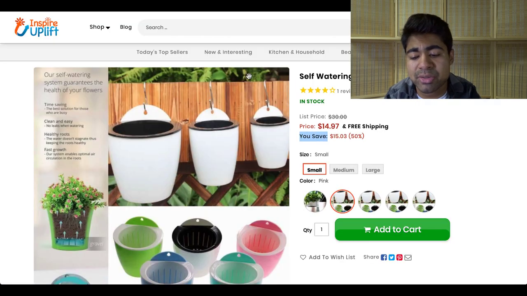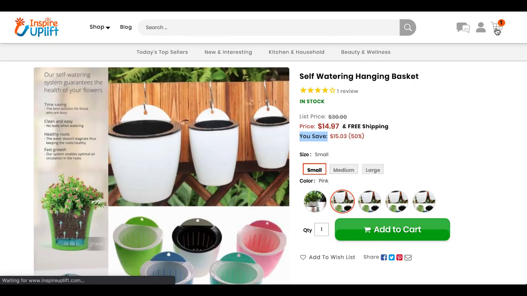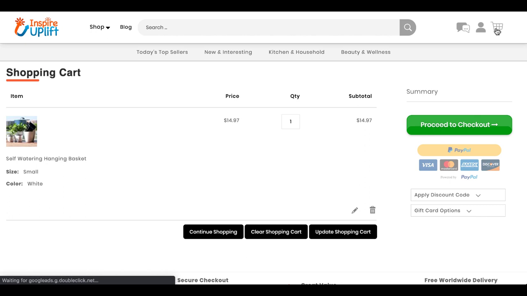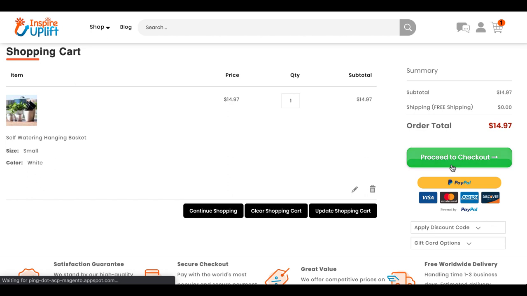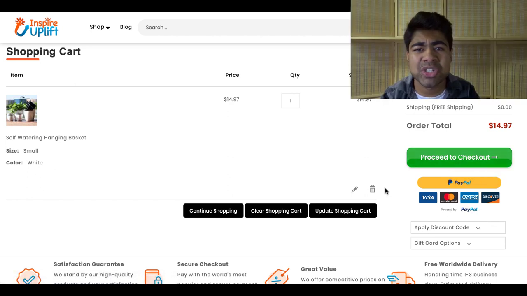Now, again, going back to Inspire Uplift to show you guys what I mean by this exactly, I've personally noticed that having a trust badge on the cart page, just like Inspire Uplift does here, has a much, much greater impact than having this trust badge on the product page. Because one thing you want to understand is when they're on the product page, they really don't care about the trust badge itself, because they're not even sure whether they want to buy from you or not.